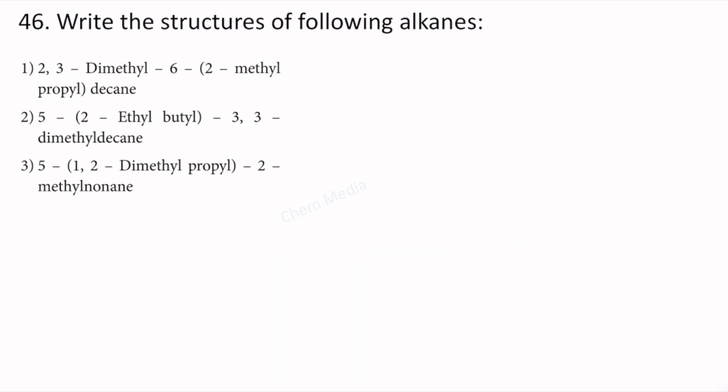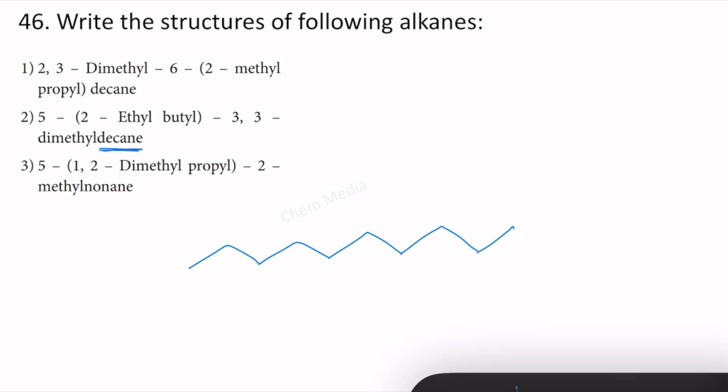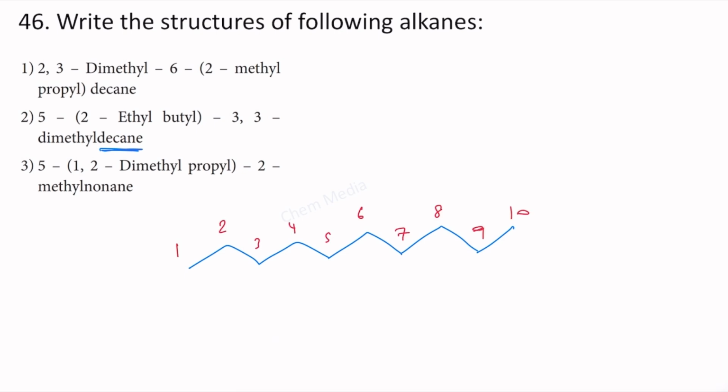Structure 2, we have a decane chain as our main chain. Therefore, let us write down the decane chain first. 1, 2, 3, 4, 5, 6, 7, 8, 9, 10. Number it. Now, we have two methyl groups at 3 position. Both of them at 3 position. Therefore, let us first write down the non-complex substituents. One methyl group, another methyl group.